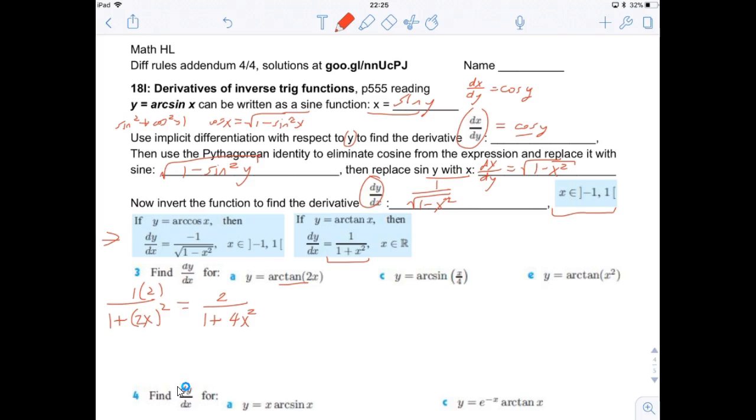y equals the arcsine of x over 4. The derivative of arcsine of something would be 1 over the square root of 1 minus something squared. The something in this case is x divided by 4. And the chain rule, the derivative of x over 4 would be 1/4. So let's try to simplify that a little bit.